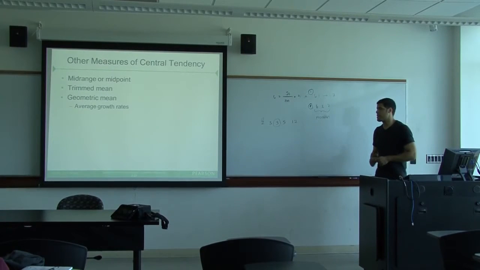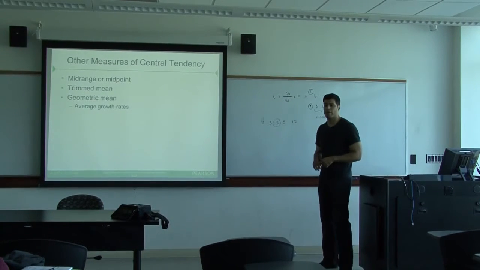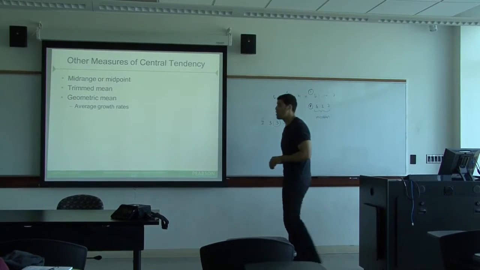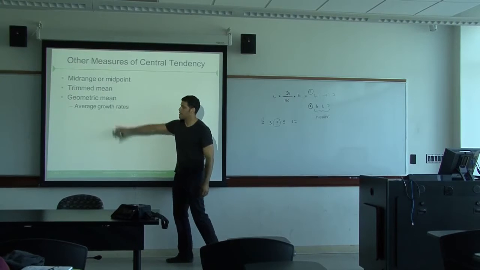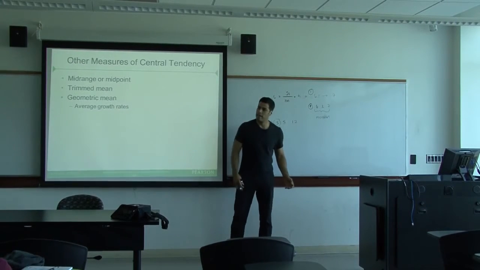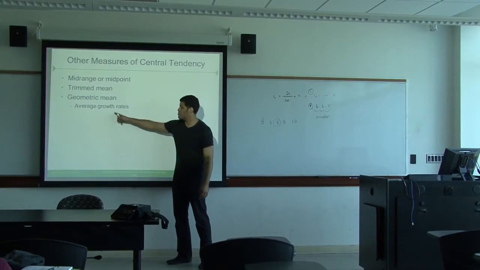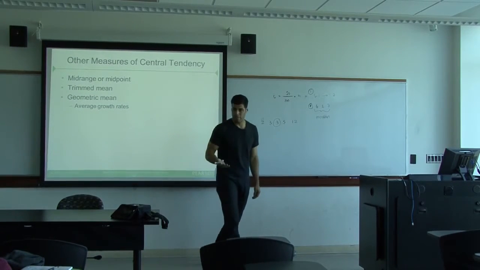All right, other measures that I won't go through here are the mid-range or midpoint, and the trimmed mean. There are other ways besides the 3 that we've seen, or the 4 if you include the weighted mean, to compute the center. Now, one of them which is really useful in business is the geometric mean, because it allows you to compute average growth rates.